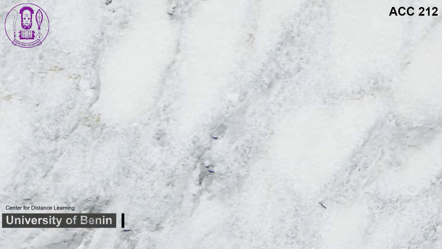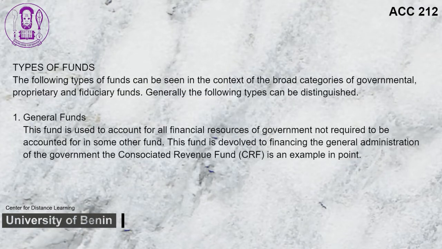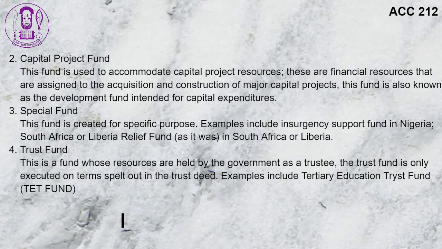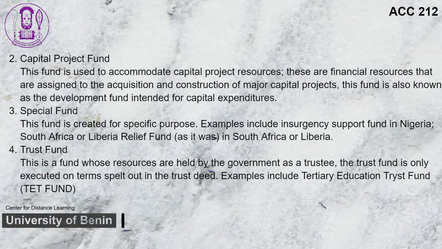1. General fund. This fund is used to account for all financial resources of the government not required to be accounted for in some other fund. This fund is devoted to financing the general administration of the government. The Consolidated Revenue Fund, CRF, is an example in point. 2. Capital Project Fund. This fund is used to account for capital project resources. These are financial resources that are assigned to the acquisition and construction of major capital projects. This fund is also known as the Development Fund, intended for capital expenditures.